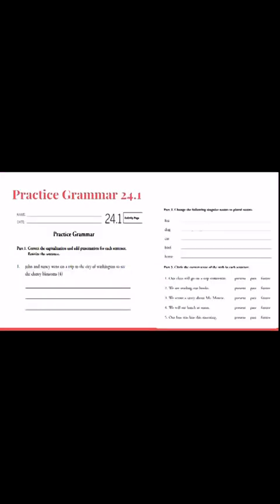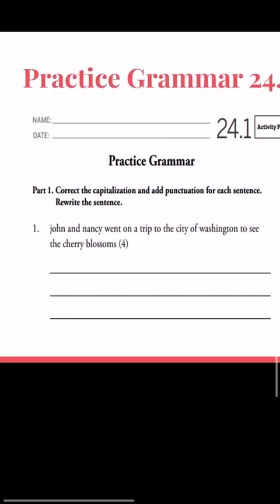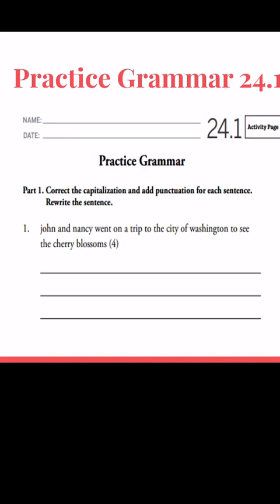Let's go on to activity page 24.1. This is your practicing grammar. Practice, practice, practice makes perfect. Okay, let's look at the first page, part 1. You're going to correct the capitalization and add punctuation for each sentence. You're going to rewrite the sentence, so make sure your editor hat is on. Notice the number in parentheses at the end of each sentence. That's how many changes you are going to make.